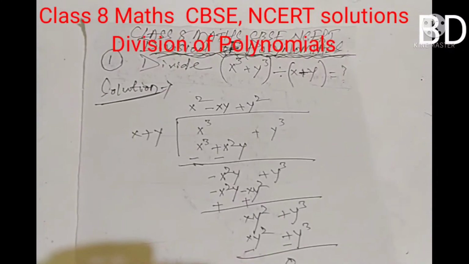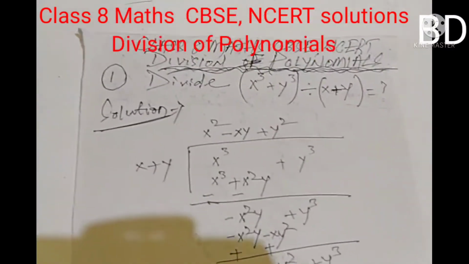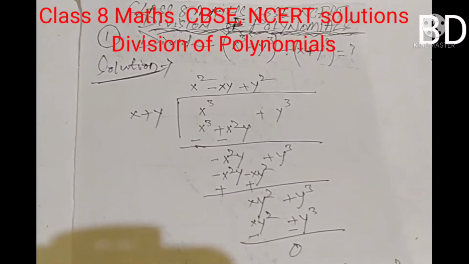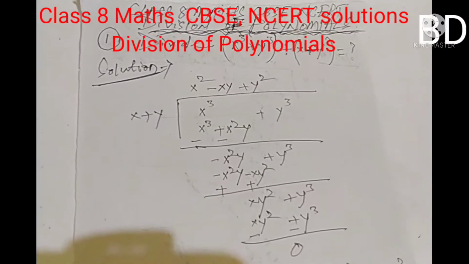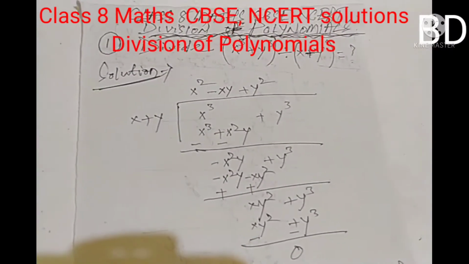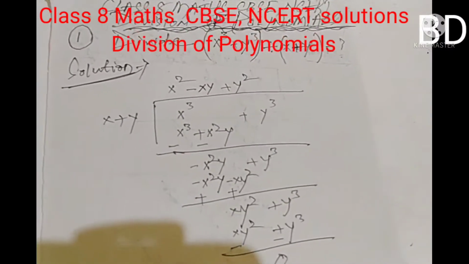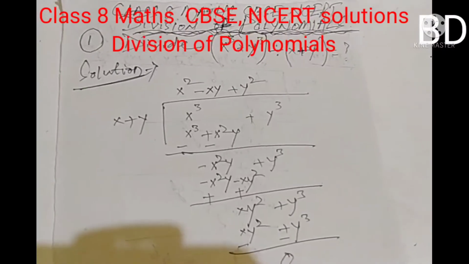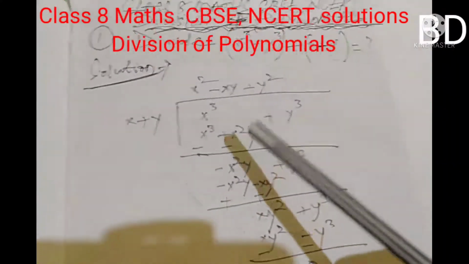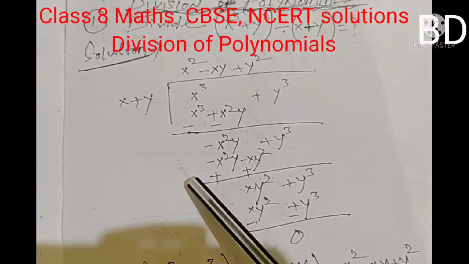So first, we will divide x cube by x, and we will get x square. Then we will multiply x square with x plus y. So we will get x cube plus x square y. Then we will subtract x cube plus x square y from x cube plus y cube. Then we will get x cube minus x cube.